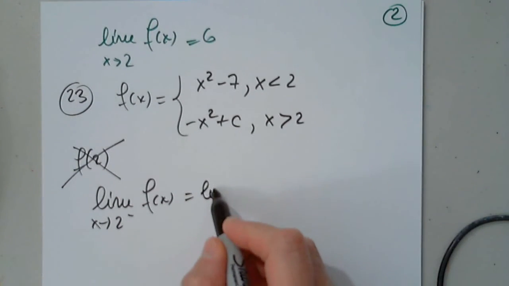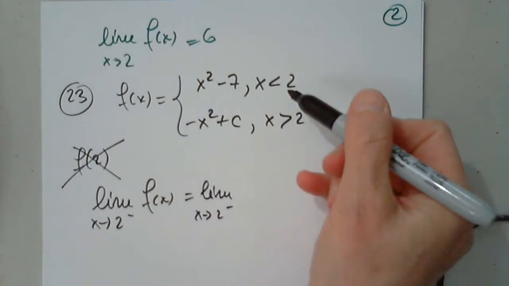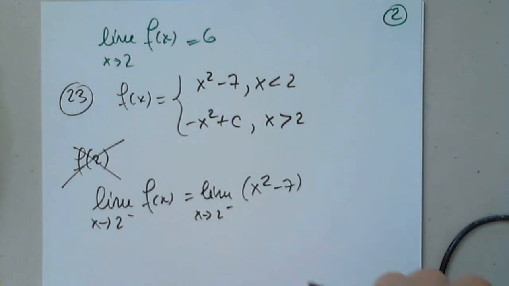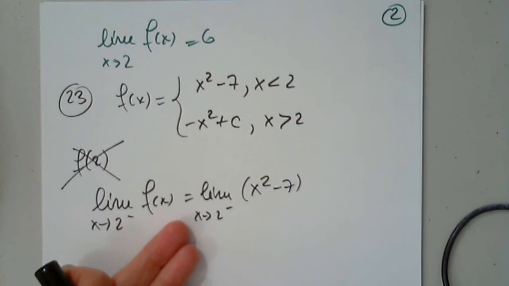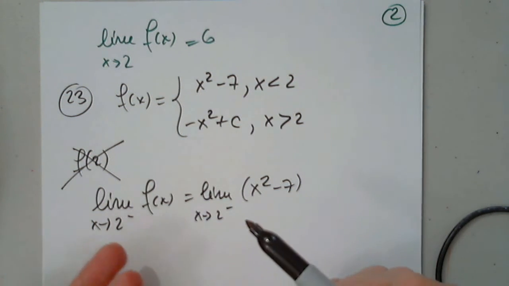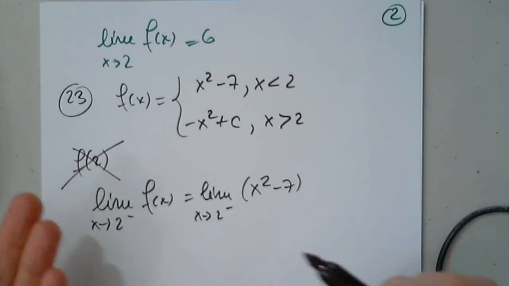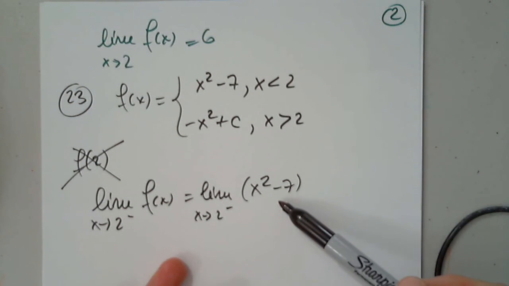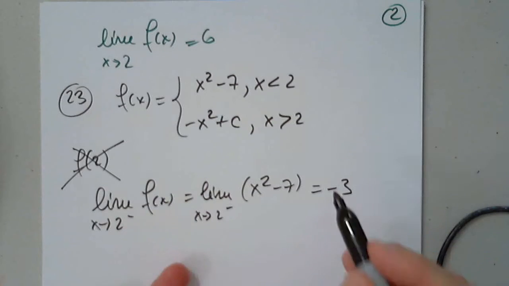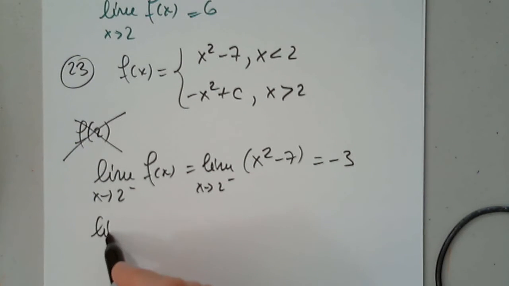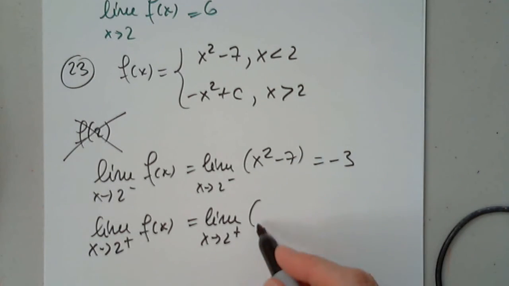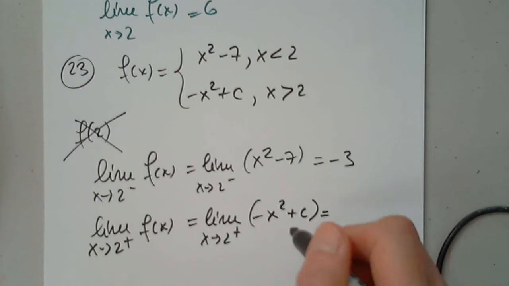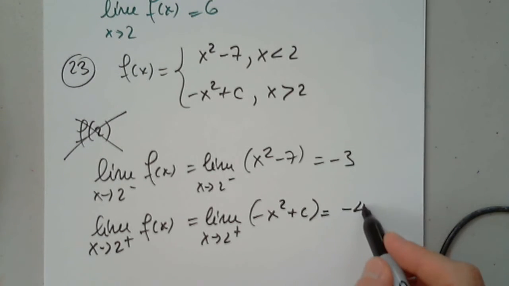So when I determine the limit as x approaches 2 from the left, I will use x squared minus 7. And there is a theorem that we discussed last time. Can I determine the limit of a polynomial? Yes. 4 minus 7 is negative 3. Can I determine the limit as x approaches 2 from the right of negative x squared plus c? Yes, I'm allowed to do this. So this is negative 4 plus c.